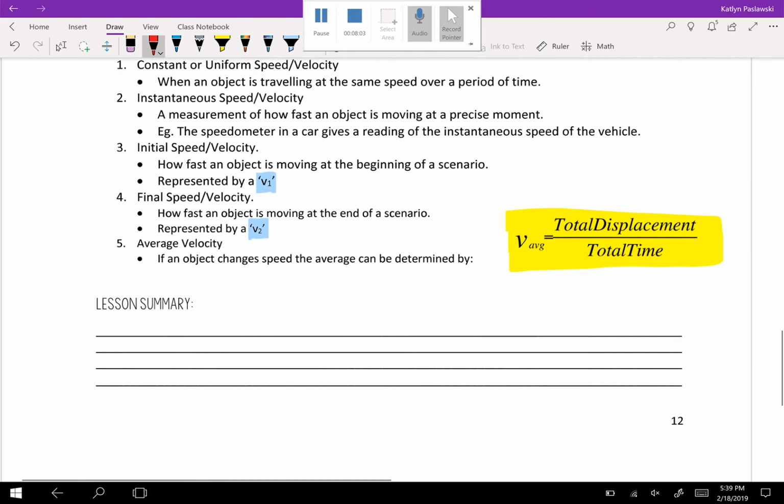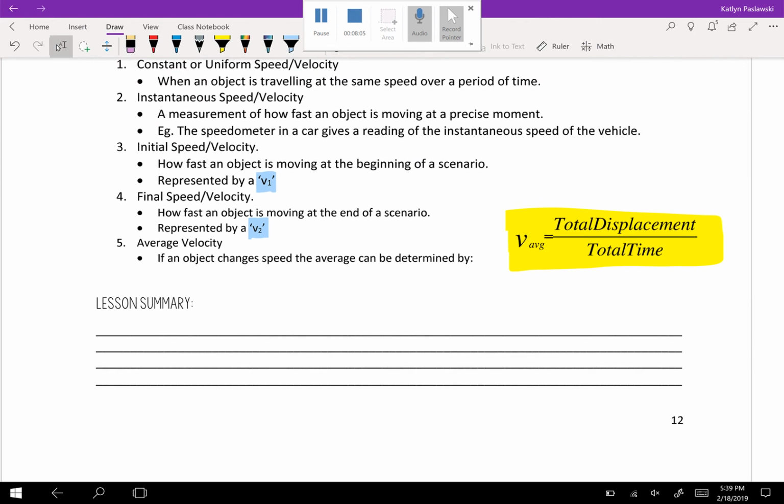I'd like you to take a moment to summarize 2 things that you've learned from this lesson on speed and velocity. It could be the formulas, it could be the difference between speed and velocity, but take a moment to summarize what you've learned before moving on to the practice sheet.